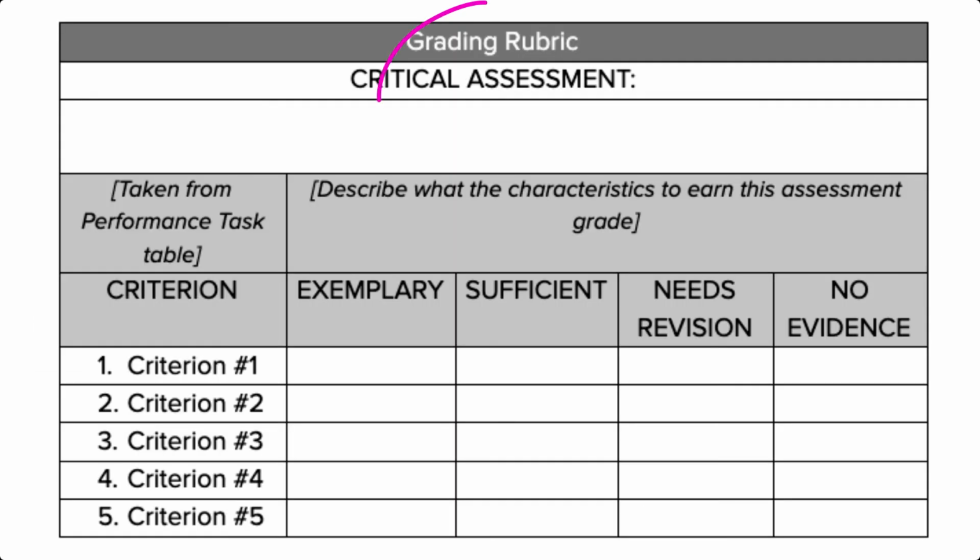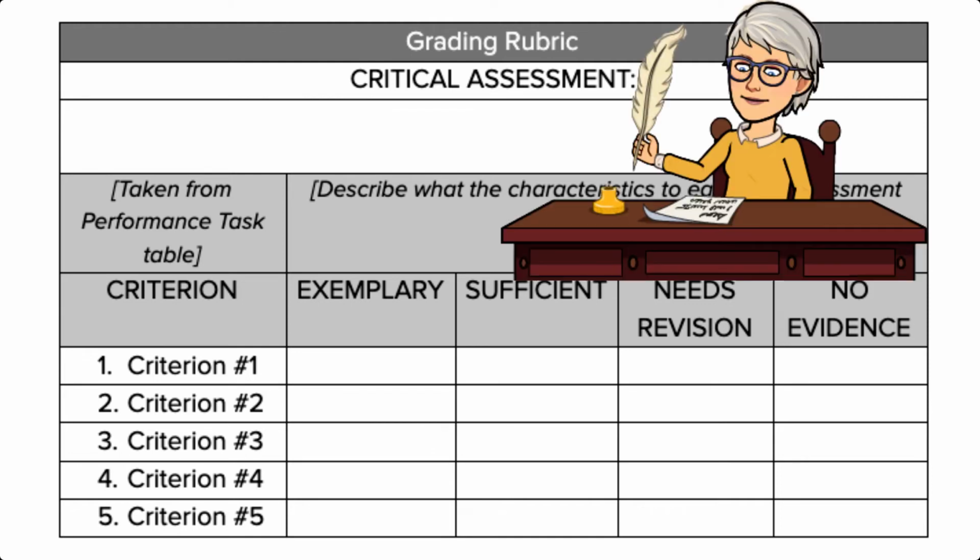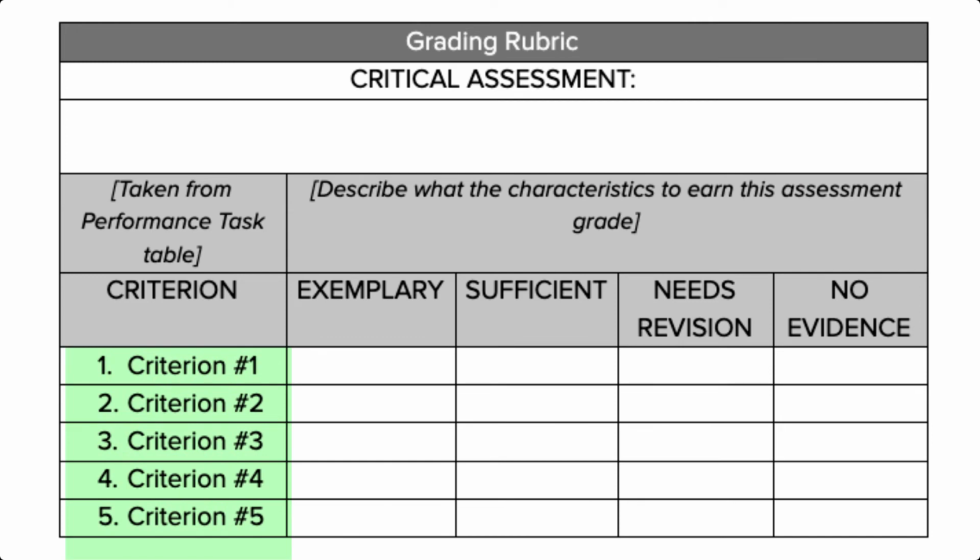And the last component of stage 2 of the UbD template is the grading rubric. And in this section, we look at how we're going to assess and then develop a rubric that will be used to evaluate the student performance. So with the rubric, we have to list the criteria that we want to use to evaluate the assessment, the levels of that rubric, and then a description of each one.